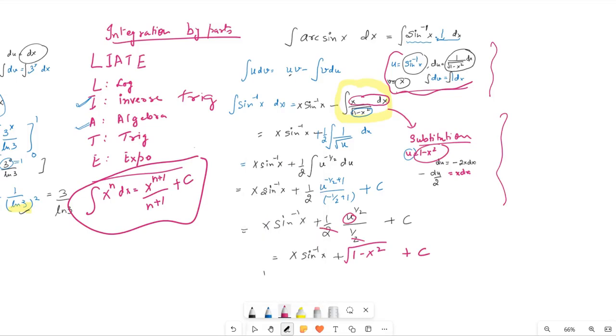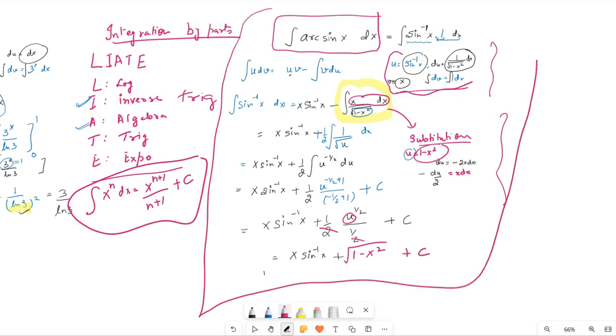So here is another example of a question, arc sine x. There is no direct formula to integrate sine inverse x. So this is the method. You can do arctangent like this. You can do arc cosine x like that using integration by parts.